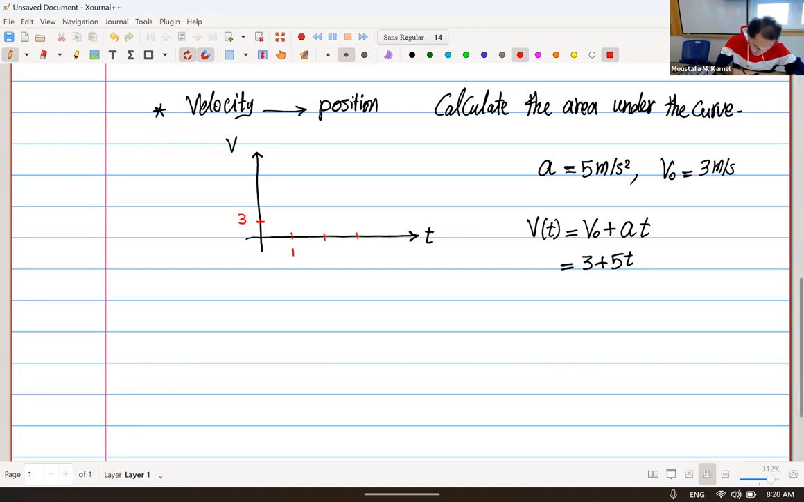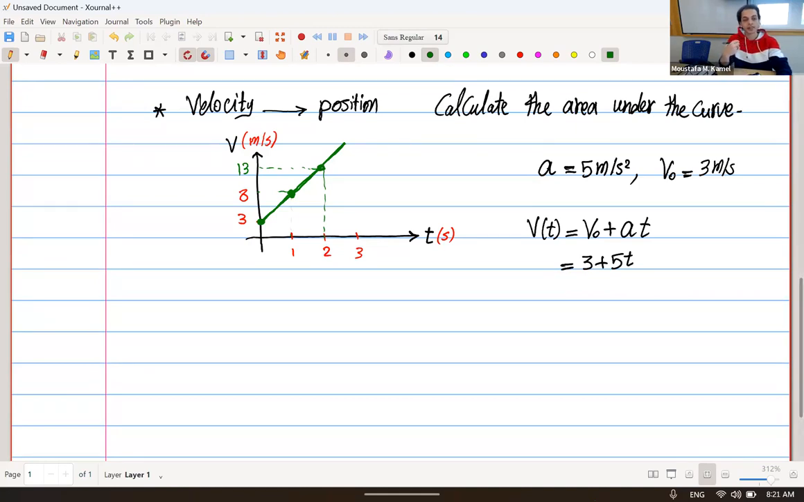Then 1, 2, 3, time in seconds, velocity in meters per second. So at t equals 0, the velocity was 3. At t equals 1, the velocity is 3 plus 5, so it's 8. Let's call this 8. And you can go on to draw the straight line. So at 2, this will correspond to 13, and so on. So now I have a velocity versus time graph.